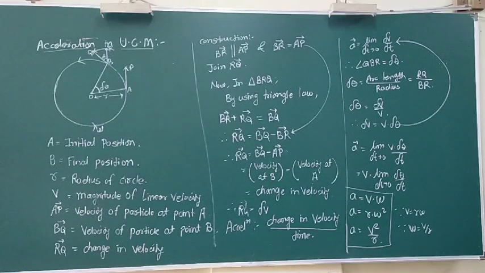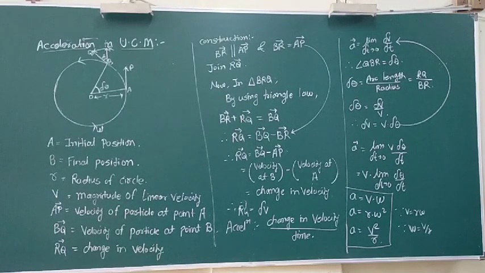Now angle QBR is equal to delta theta, which is the angular displacement. The formula for angular displacement is arc length upon radius. So substituting the values, we get delta theta is equal to delta V upon V. So delta V is equal to V delta theta. This equation can be substituted in the formula of acceleration. So we get acceleration is equal to limit delta t tends to 0 V delta theta upon delta t.